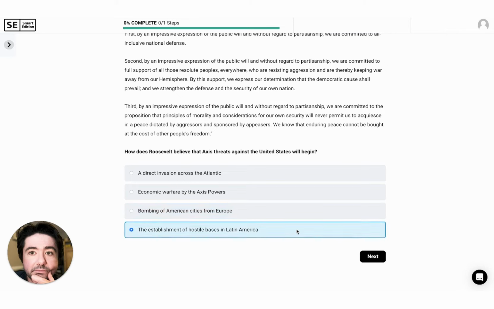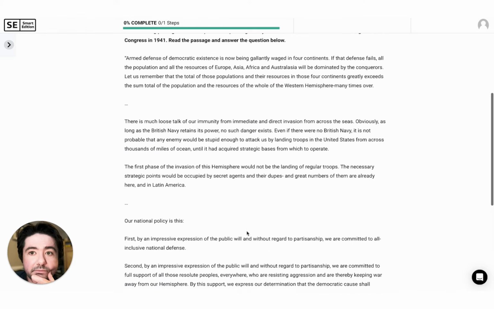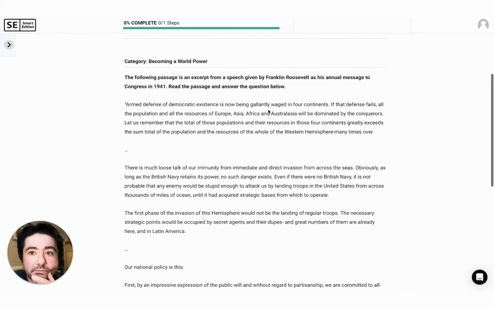The correct answer is D, the establishment of hostile bases in Latin America. So how do we know this? Again, we're going to have to go to skimming, keeping an idea for each answer choice in mind. The idea being invasion, economics, bombing, and Latin America. So let's go to our top and see where we can find that. All right. Okay, so we're talking about war.